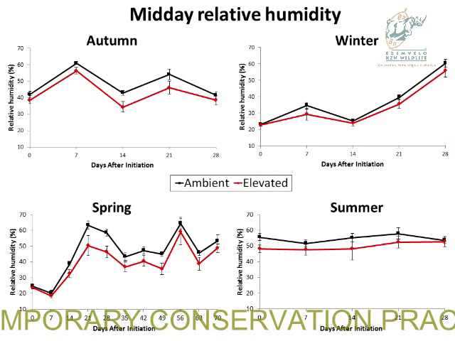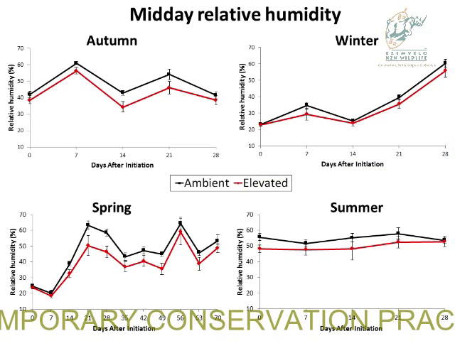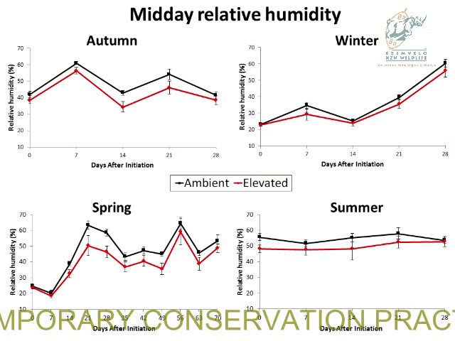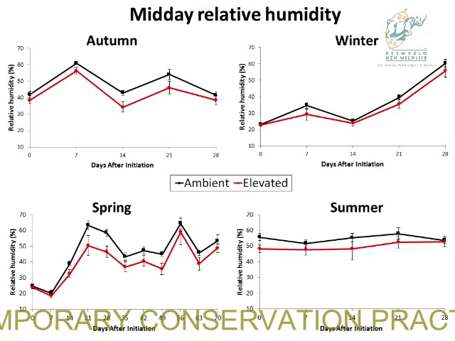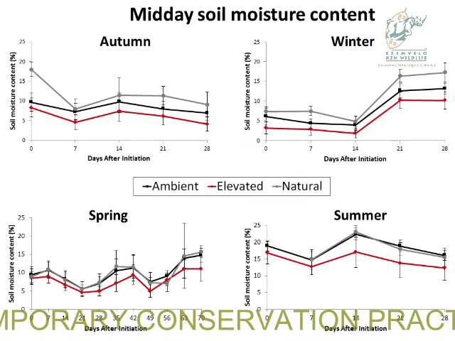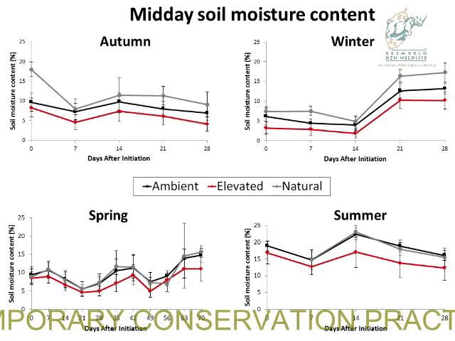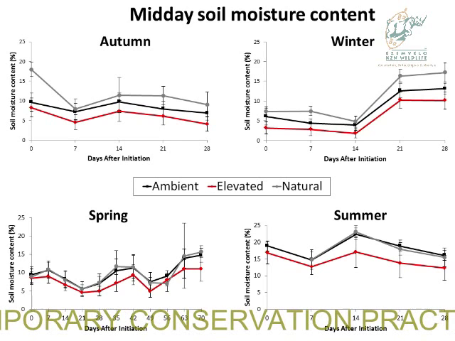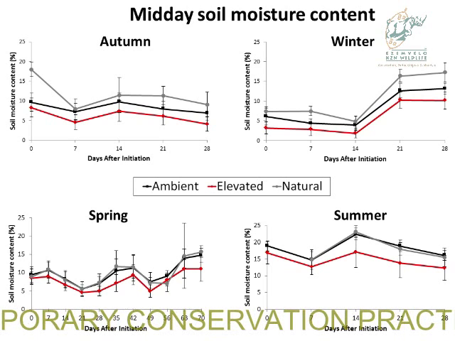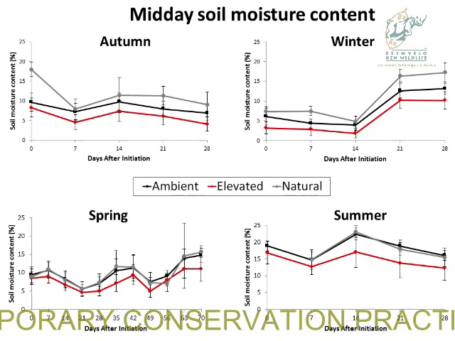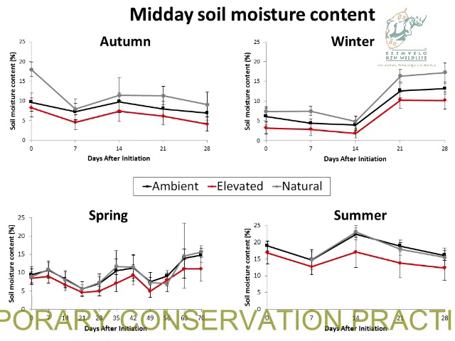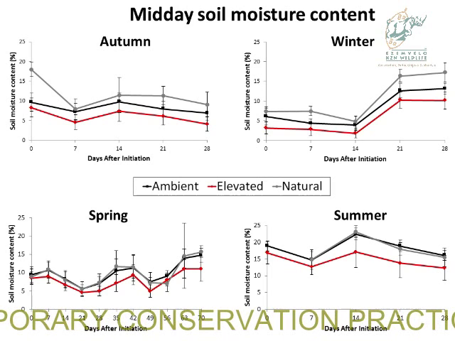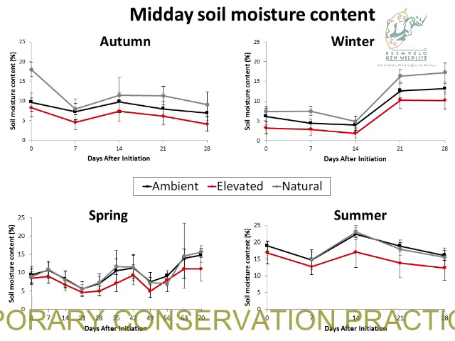From here on, I will be referring to the control plots as ambient temperature and the open-top chamber plots as elevated temperature to avoid confusion. The soil moisture content shows a similar pattern as that of humidity. With an increase in temperature, you get a subsequent decline in the soil moisture content. Elevated temperatures in all seasons show a significantly lower soil moisture content when compared to the ambient temperatures.